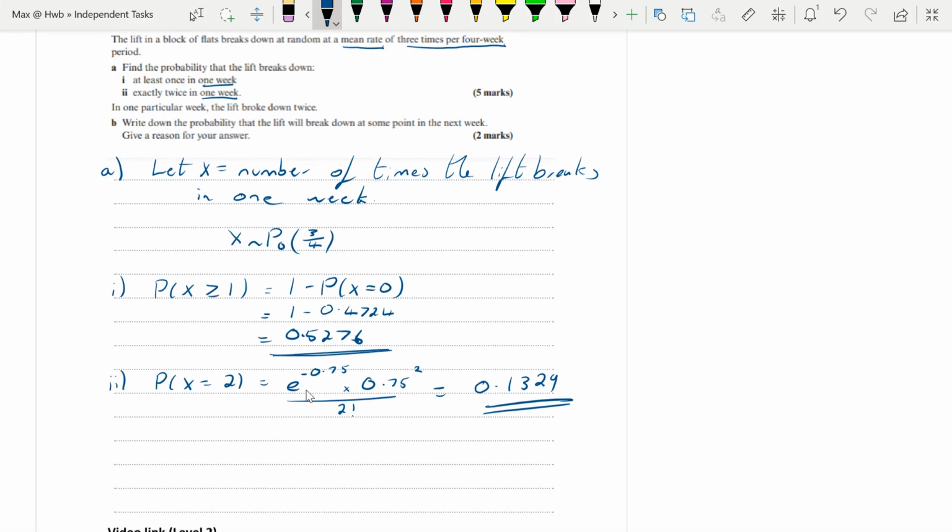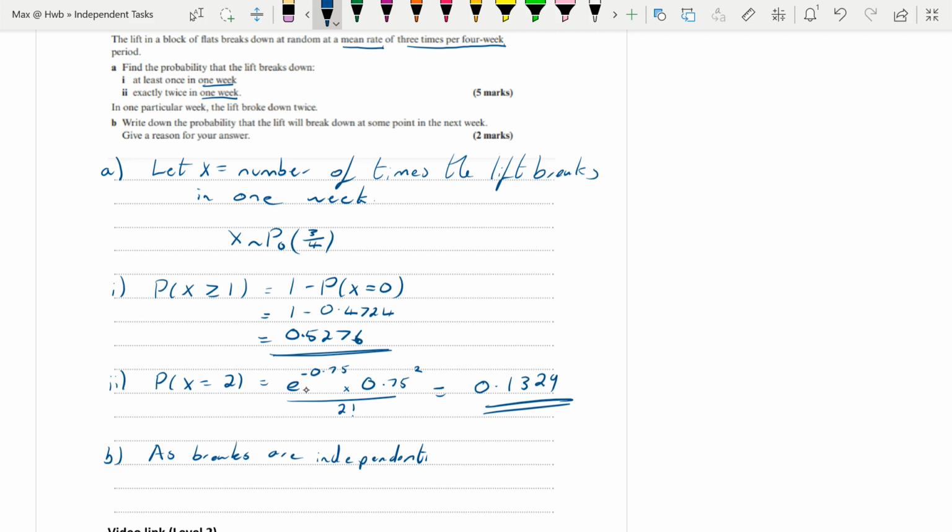Okay, now in the last one, in one particular week, the lift broke down twice. Write down the probability that the lift will break down at some point in the next week. Give a reason for your answer. Now, what's important about both binomial and Poisson, okay, is that your events have to be independent. Okay, so I'm going to say as breaks are independent. Okay, what that tells me is basically, it doesn't matter that it's already broken down twice. Okay, that's not affecting whether it's going to break down again.